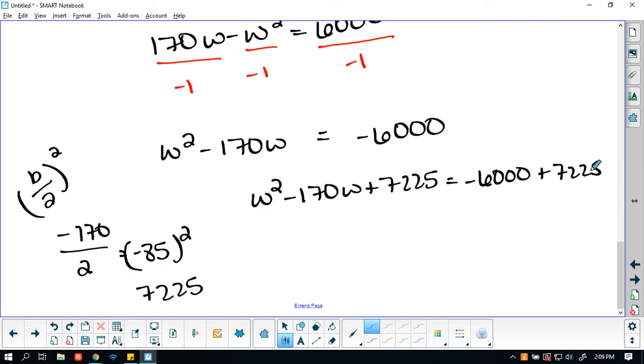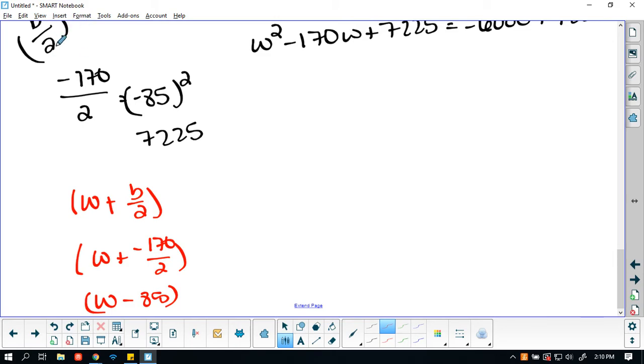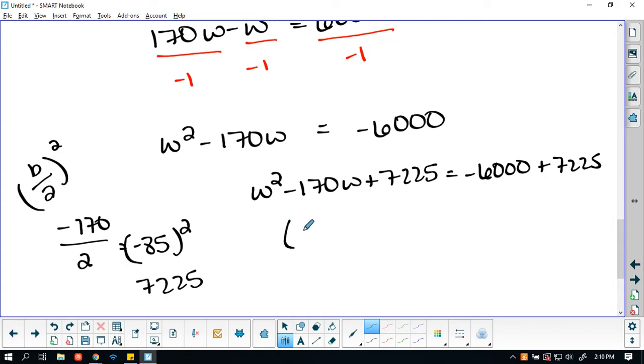All right. We're going to clean things up. This side is now a perfect square. And so my perfect square here is going to be W plus B over 2, which is W plus -170 over 2, which is W minus 85. We saw this up here, right here. So I'm going to see W minus 85 squared equals 1225.